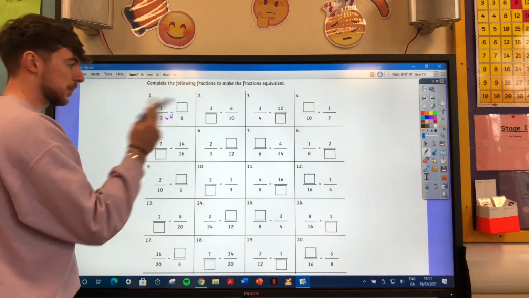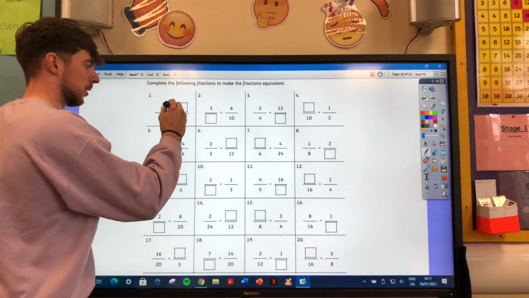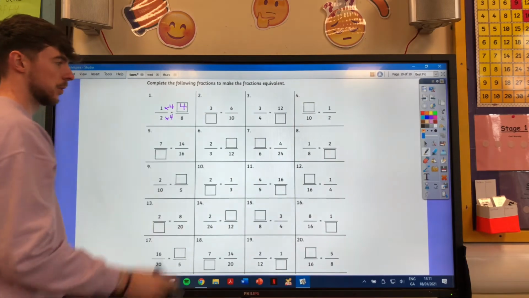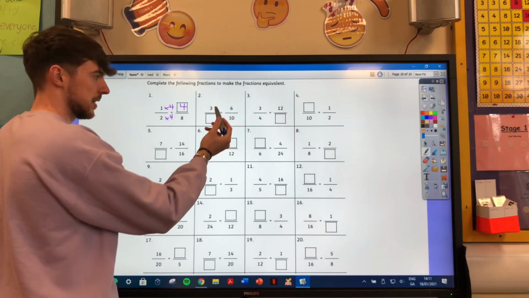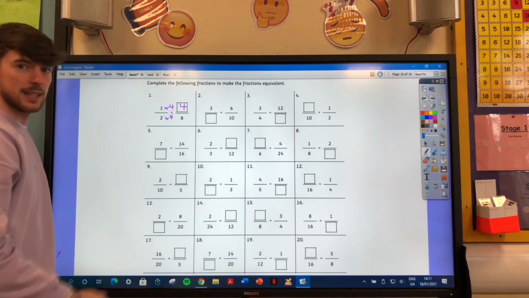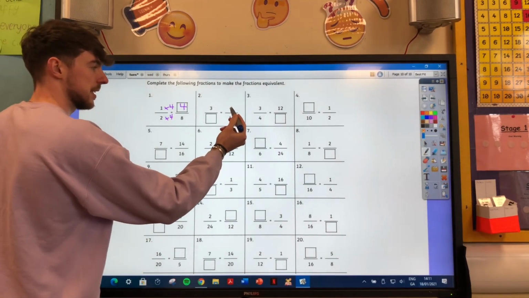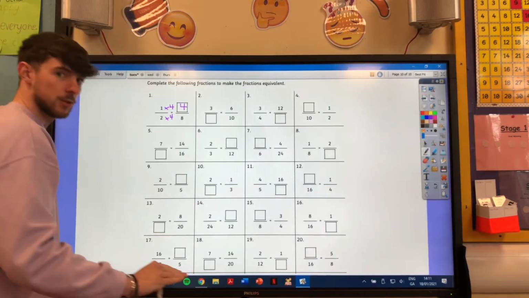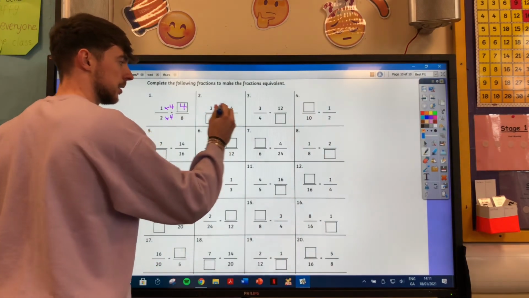Okay? So if we multiply the bottom by 4, what do we have to do to the top? Multiply by 4. Okay? What do we get at the top? 4 by 1? 4. Okay? Now over here, we have 3 over something is equal to 6 over 10. What do we do to 3 to get to 6? Or vice versa? What can we do to 6 to get back to 3? We're going from 6 back to 3. We divide by 2.